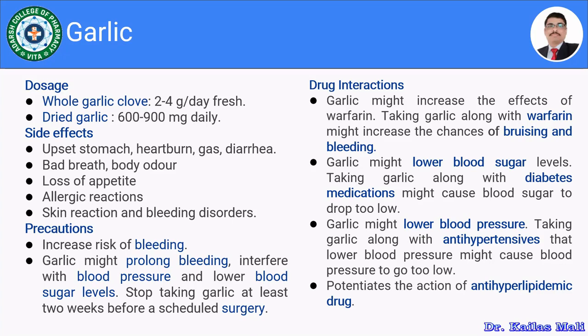Then the third drug interaction with garlic is garlic and antihypertensives. Garlic is going to reduce the blood pressure. Antihypertensives are also going to manage the blood pressure. So when we are combining garlic with an antihypertensive, that may lead to the chances of hypotension, reduction in the blood pressure, right? And one should monitor the blood pressure if garlic and antihypertensive drugs are combined.